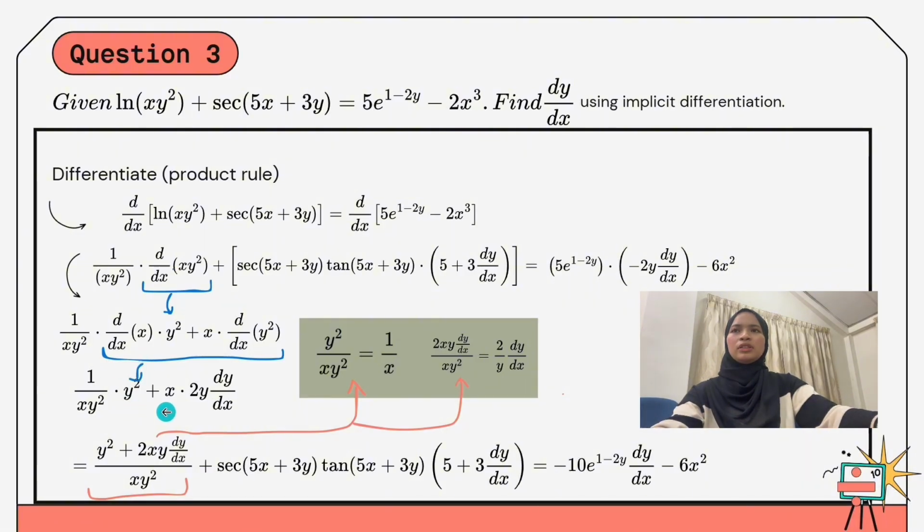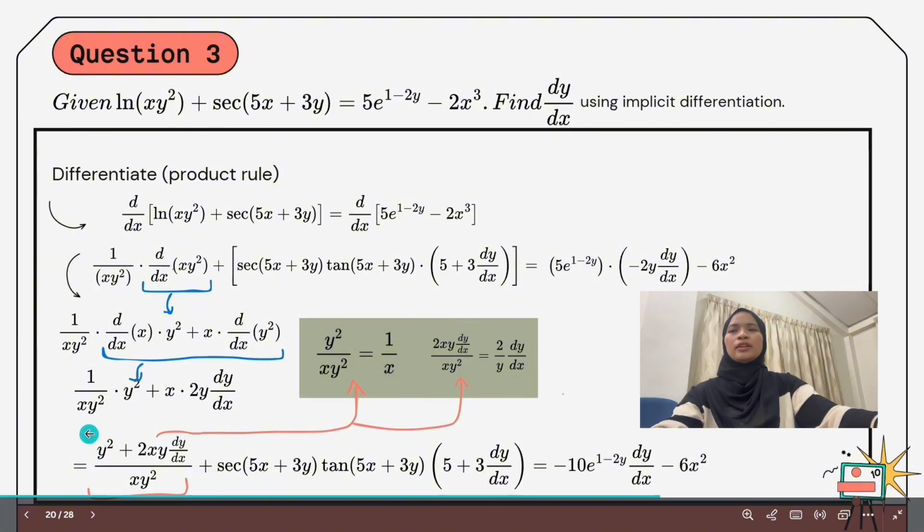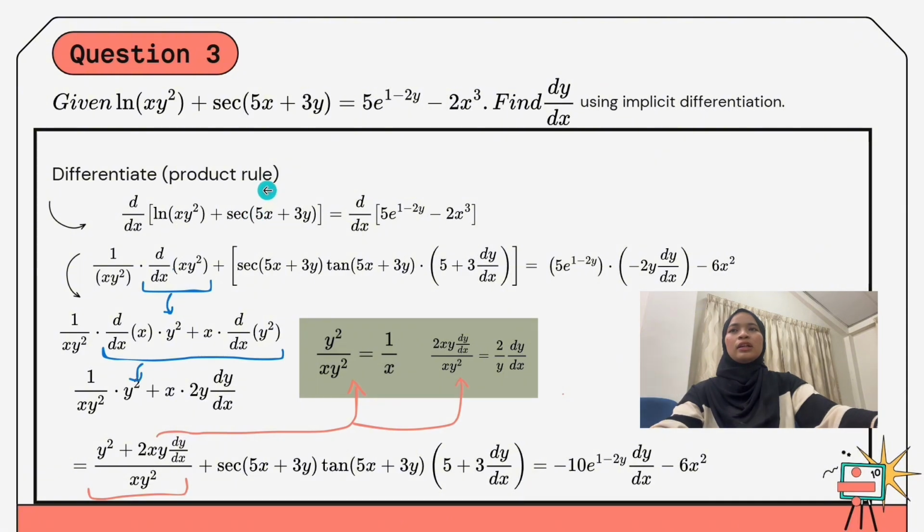Now, we will differentiate sec of 5x plus 3y. The result of sec is sec times tan. And then we will multiply by the derivative of the inside of the sec function. The result will be this: sec of 5x plus 3y times tan of 5x plus 3y times 5 plus 3 dy over dx.